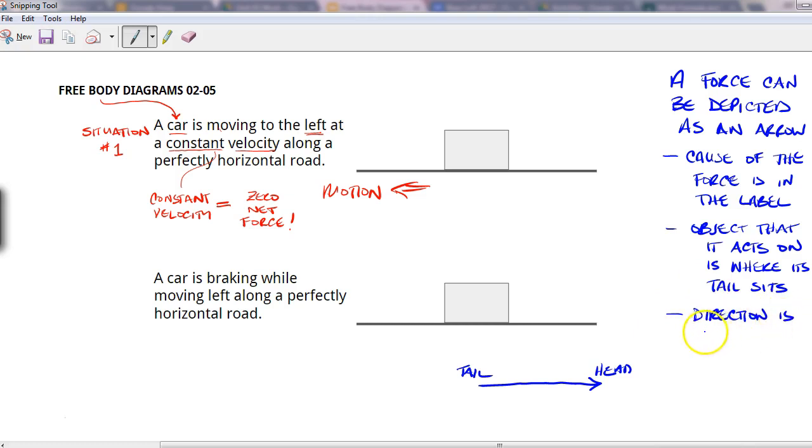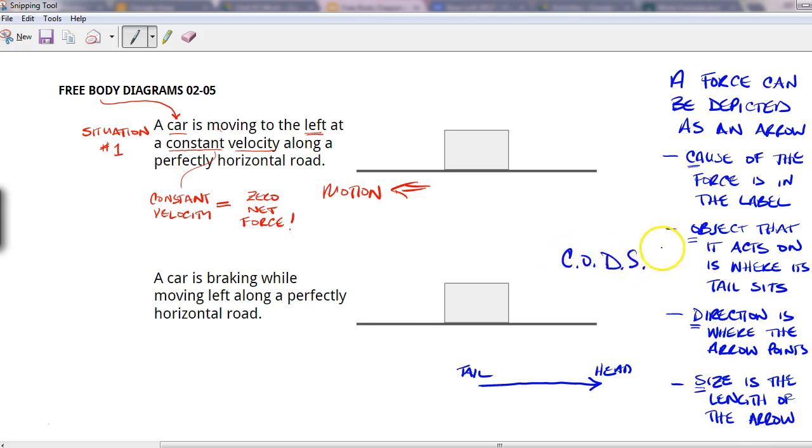And you're going to see that the tail of the force that we draw as an arrow is going to sit on the object that it's acting on. This is a little different than what you might see in an engineering class, so just keep that in mind if you've been through engineering. The direction of the force, the action of the force, is in the direction that the arrow points, and the size is actually the length of the arrow. So together we've got CODS: cause, object, direction, and size. Those are the four most important things when you think about what forces are doing to an object.